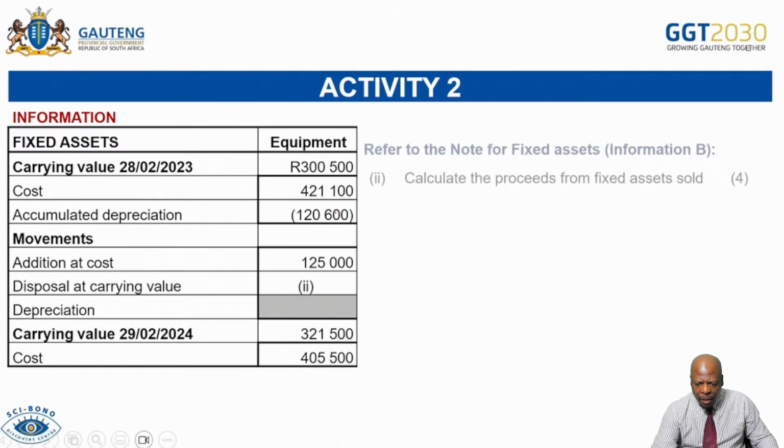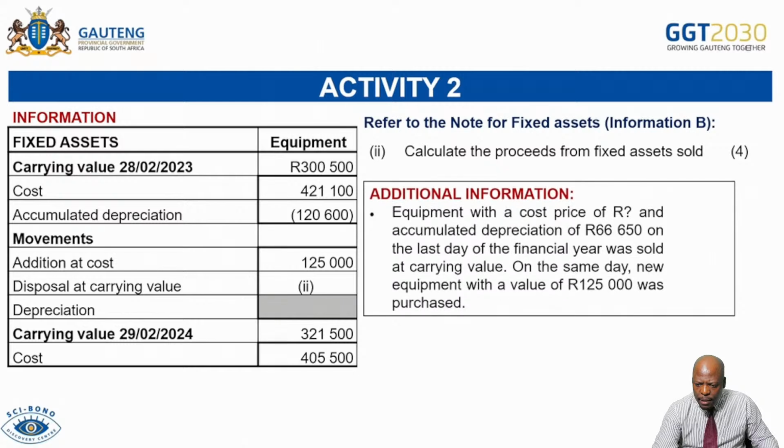Okay, let's come here, calculate the proceeds from fixed assets sold. So we have sold the fixed asset. It said equipment with a cost price of, we don't know the cost price of that equipment, and accumulated depreciation of, was sold on the last day of the financial year. It was sold at carrying value on the same day. On the same day, new equipment with a cost price of 125 was purchased. So we want to get the cost price of the one that we sold. There is a number of ways in which one could have done this. Let me take you back to what you did in grade 11.